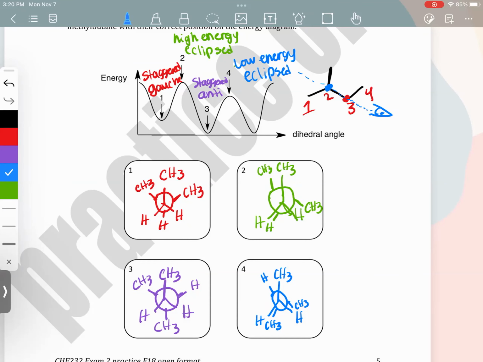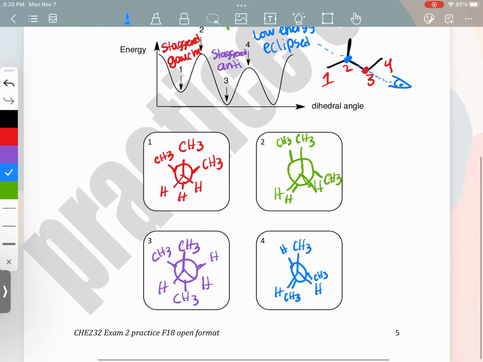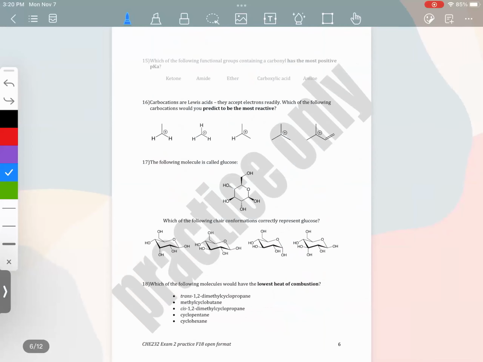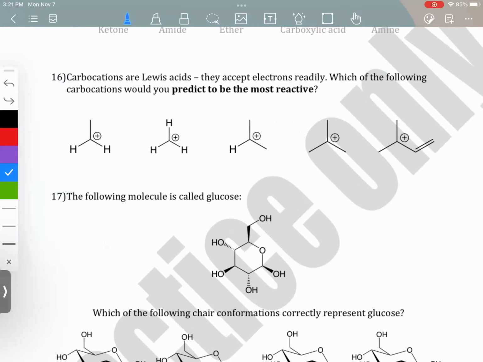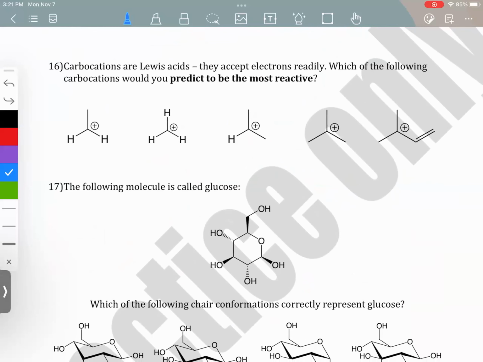Let's move to the next question. We'll skip 15 because that's highlighted. 16. Carbocations are Lewis acids. They accept electrons readily. So, which of the following carbocations would you predict to be the most reactive? In other words, anytime you see most reactive, it's another way of saying least stable, always.